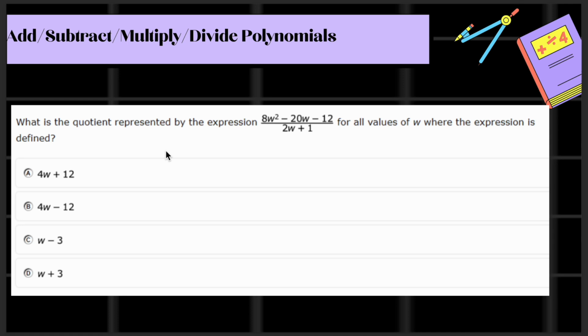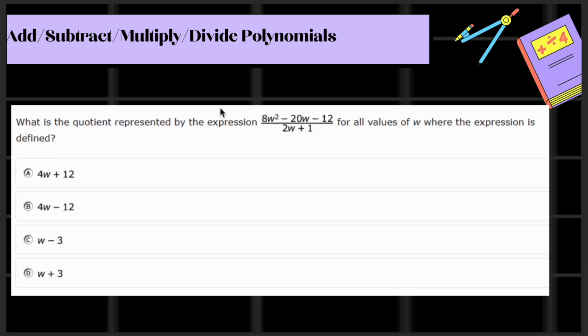So in this example, we're working with polynomials. This question says, what is the quotient represented by the expression 8w squared minus 20w minus 12, all divided by 2w plus 1 for all values of w where the expression is defined. And then we're given our 4 answer choices.